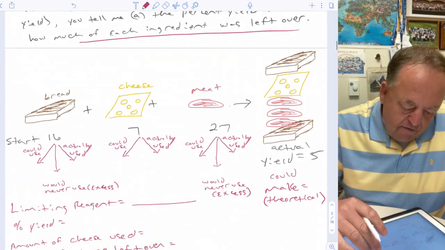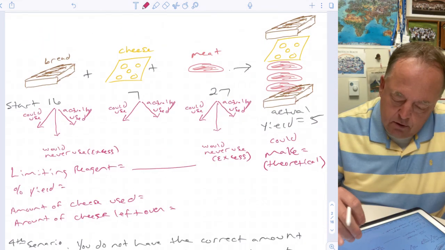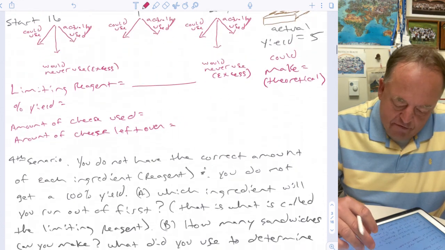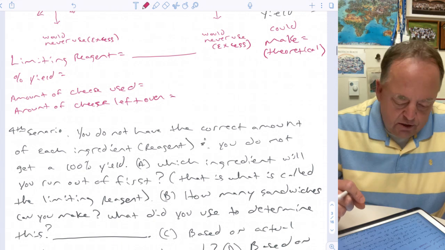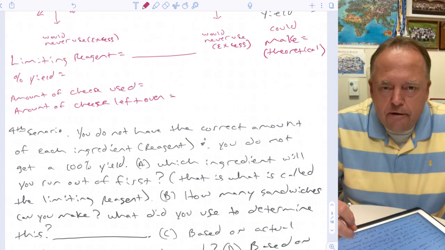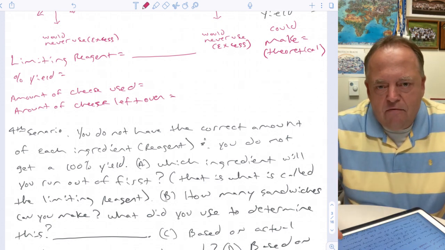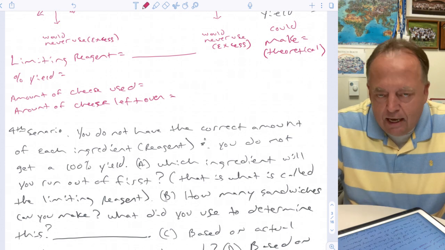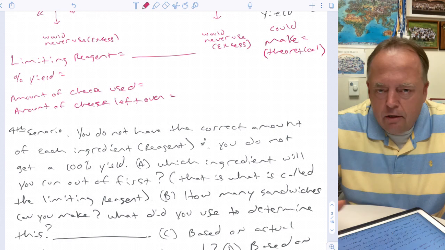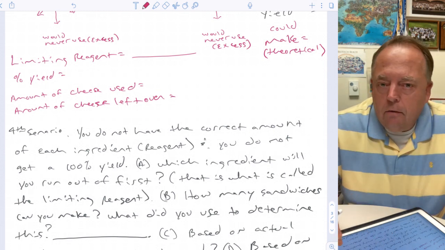Okay, so now the fourth possible scenario, which will be the most complicated that we'll see. In this case, you do not have the correct amount of each ingredient. You go to your cabinets and get your bread, and you go to the fridge and get your meat and cheese, and you realize you do not have the right amount of each one to make sandwiches. So you can make some sandwiches, but you can't use all of the ingredients. Some are going to be left over, but one of them is going to run out.